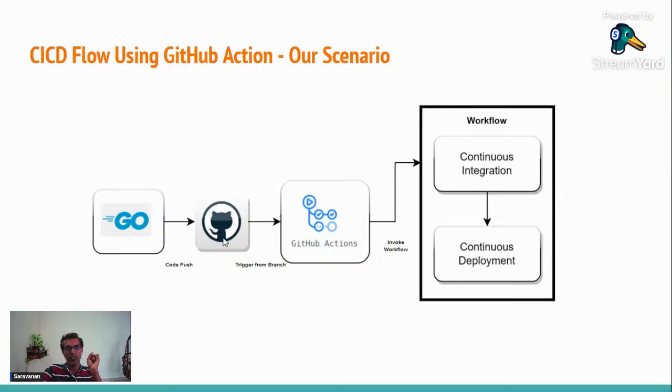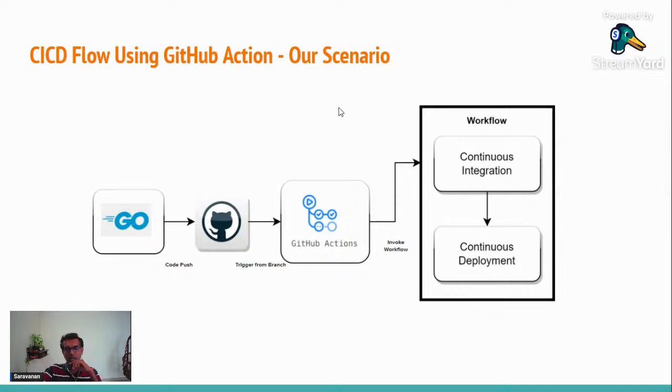GitHub will have a check on every code push to a particular branch of the repository, and it will trigger the GitHub Action, right? A GitHub Action is a YAML file, and I will also take a session on GitHub Actions workflows and how to create them. Once the workflow YAML is triggered, it will trigger the continuous integration workflow, and once that is successful, it will trigger the continuous deployment workflow. So this is the high level of the demo we have created.